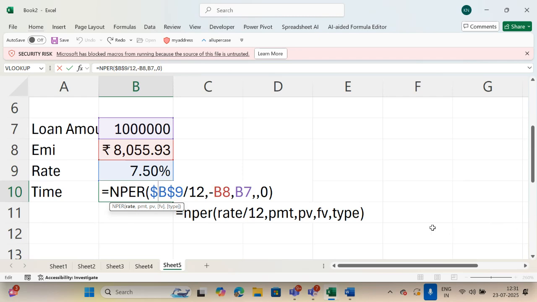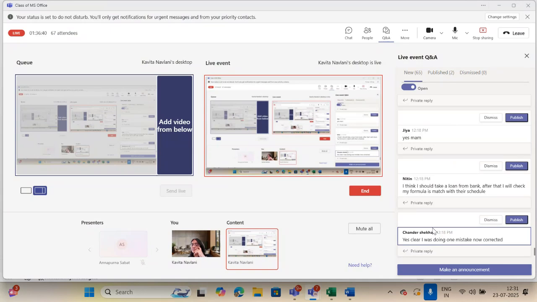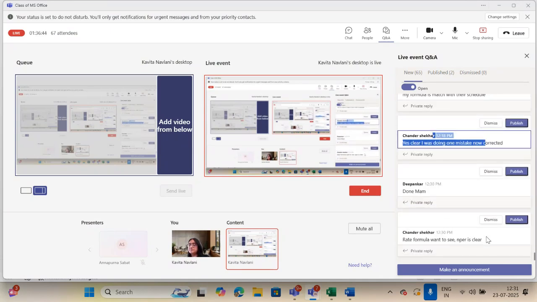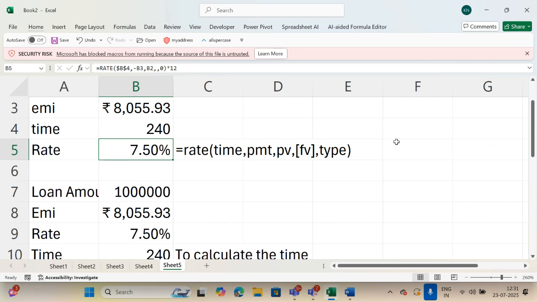Okay. Is it clear, everybody? Rate formula you want to see. NPER is clear. Okay, Chandrasekhar. See, one negative should be there because one should be the outflow now. One should be the outflow.